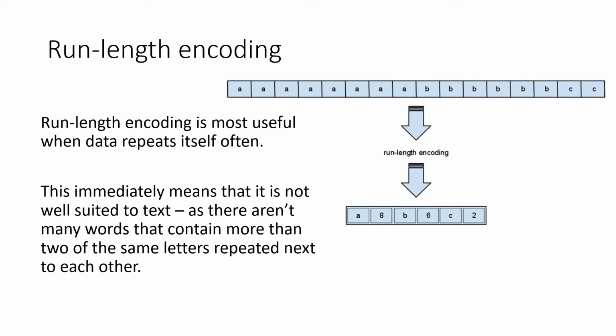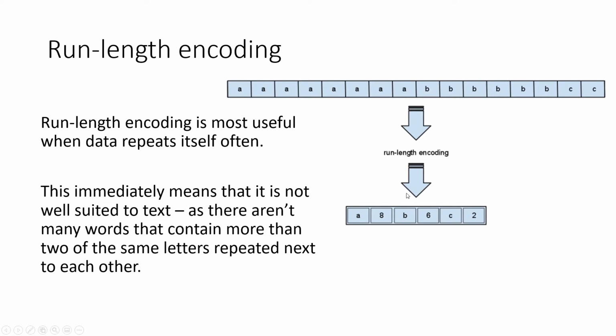The example here is text. What you've got here is 8 A's: 1, 2, 3, 4, 5, 6, 7, 8. Followed by 6 B's, followed by 2 C's. Run length encoding uses the value followed by the frequency, or the other way around, the frequency followed by the value. In this one we're doing value then frequency, so the value is A and there are 8 of those, followed by the value B and there are 6 of those, followed by the value C and there are 2 of those. And that's run length encoding.